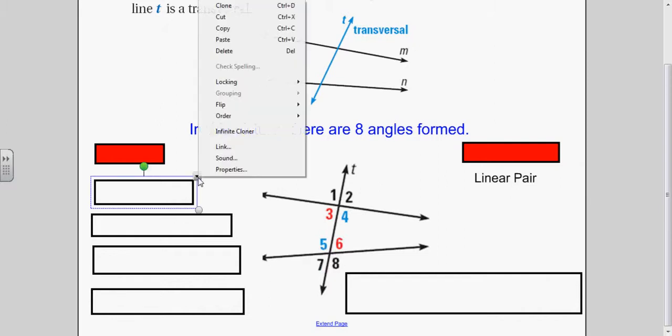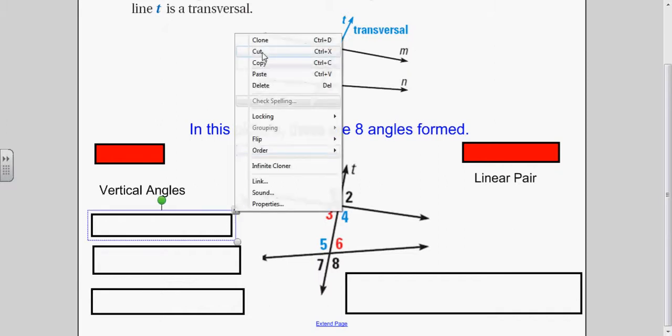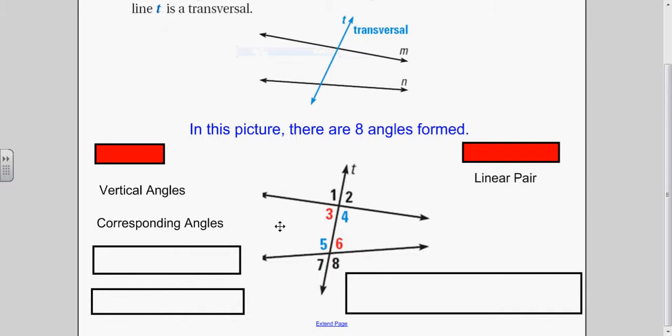And we also know what vertical angles look like. That would be like angles 2 and 3, 1 and 4, or 6 and 7, and 5 and 8. Now the new angles that we learned about, one of them was called corresponding angles. Corresponding angles would be like 2 and 6, or 1 and 5.